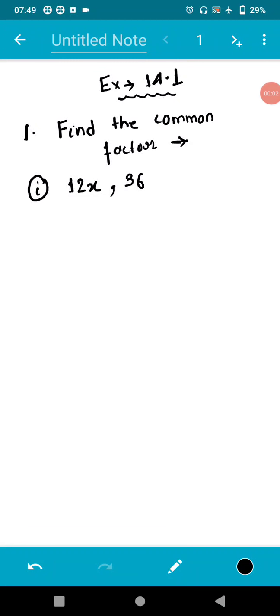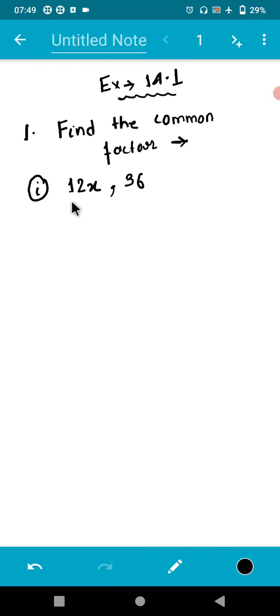Hello students, today we'll start a new chapter, chapter 14, factorization. Today we'll do the first 5 sums of question number 1 from exercise 14.1. It's very easy, students. What we have to do is find the common factor for each part of question number 1. Fine. So how do we find the common factor?